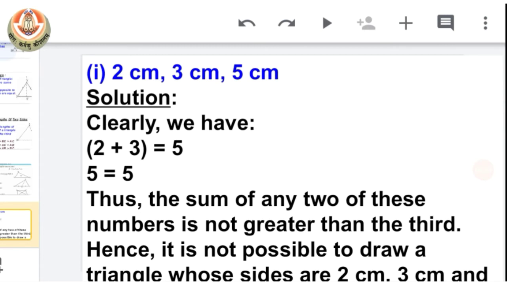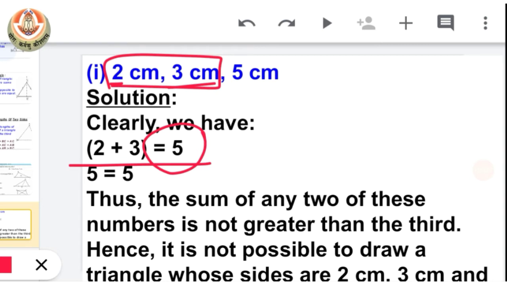As we have been given 2 centimeter, 3 centimeter and 5 centimeter as the lengths of the three sides of a triangle, we know that when we add 2 with 3, it equals 5. According to the property, the sum of two sides should be greater than the third side, and we can clearly see that the sum of the first two sides is equal to the third side. So such a triangle is not possible.